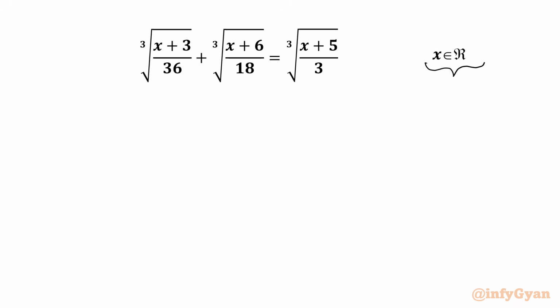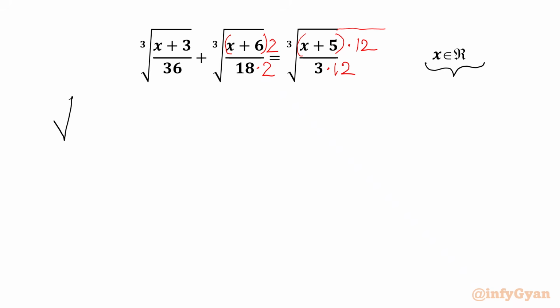Right now we have denominators cube root 36, cube root 18, cube root 3. I want to make our denominators the same. So I need to multiply here in the numerator and denominator by 2. 18 times 2 will give us 36, and here we will multiply numerator and denominator by 12 because 3 times 12 is 36. Now we can cancel our denominators.